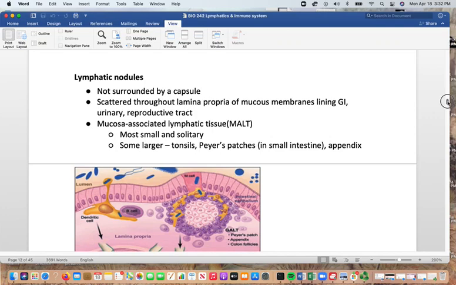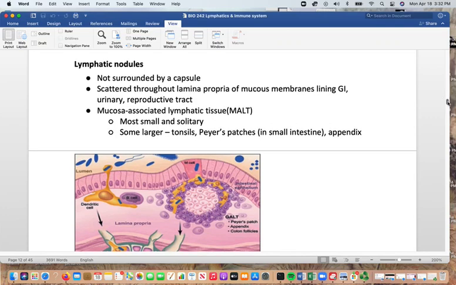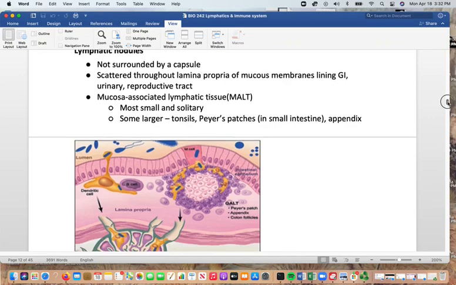So the lymphatic nodules, they are not surrounded by a capsule. They're going to be scattered throughout the lamina propria, the mucous membranes, and then lining the gastrointestinal, urinary, and reproductive tracts. So we do have some smaller lymphatic nodules. We call them the mucosa-associated lymphatic tissues. They're usually small and solitary. And then you have some that are larger, like your tonsils in your mouth and throat, the Peyer's patches in the small intestine, and then the appendix. So the appendix actually does have a function.